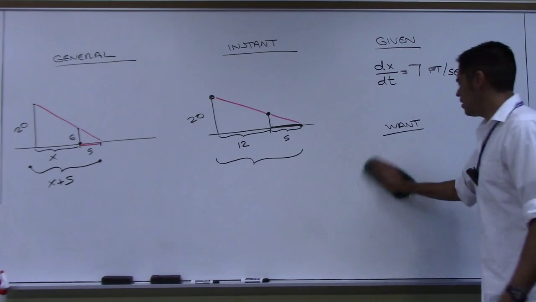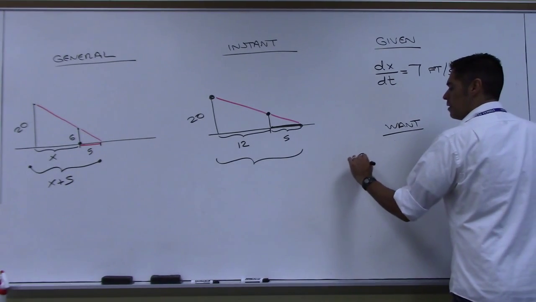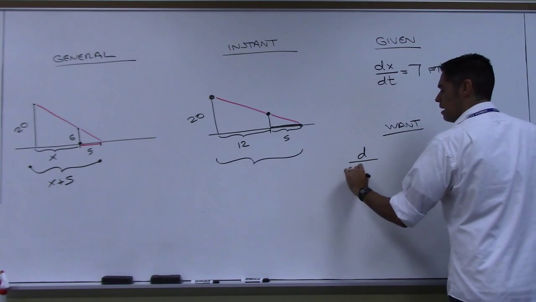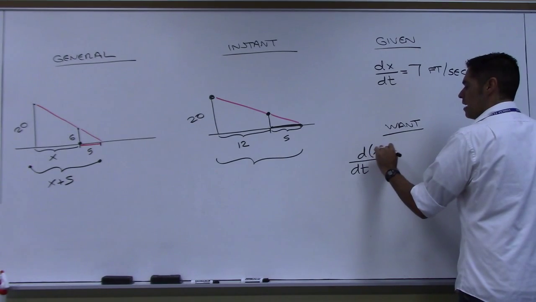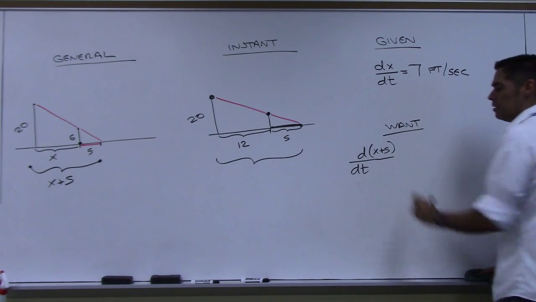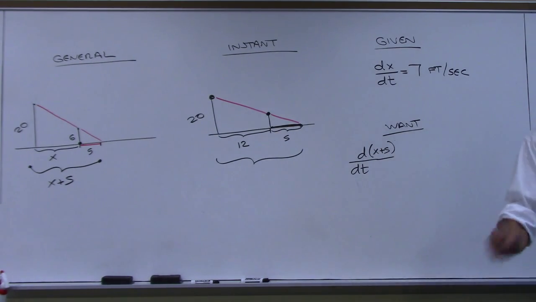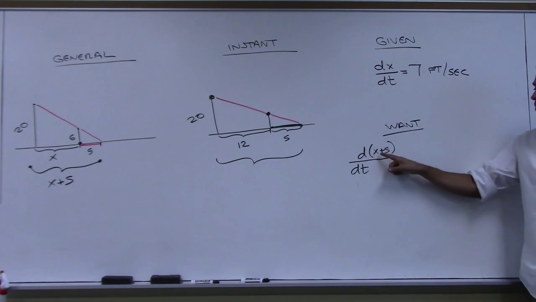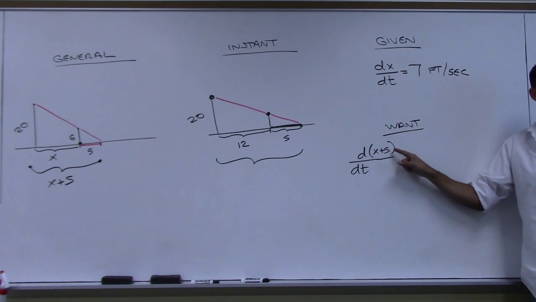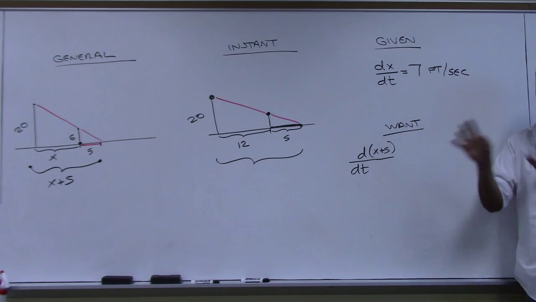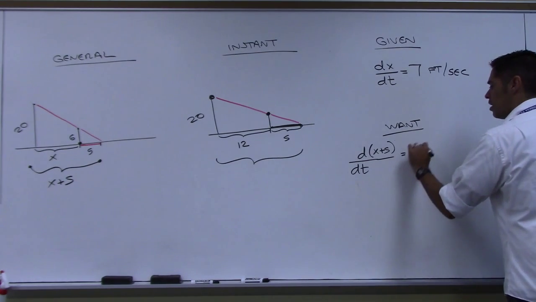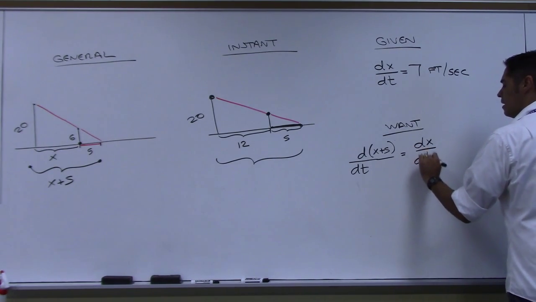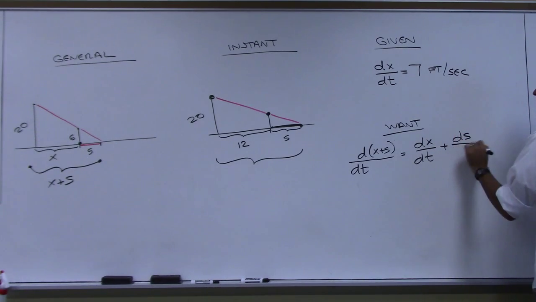So couldn't I do this instead? Don't I want the rate with respect to time that x plus s is moving? Now, I know that that looks weird. But this is the derivative of two things being added together, isn't it? How do we take the derivative of things if they're added? Just take the individual derivatives individually. So isn't this just dx dt plus ds dt?